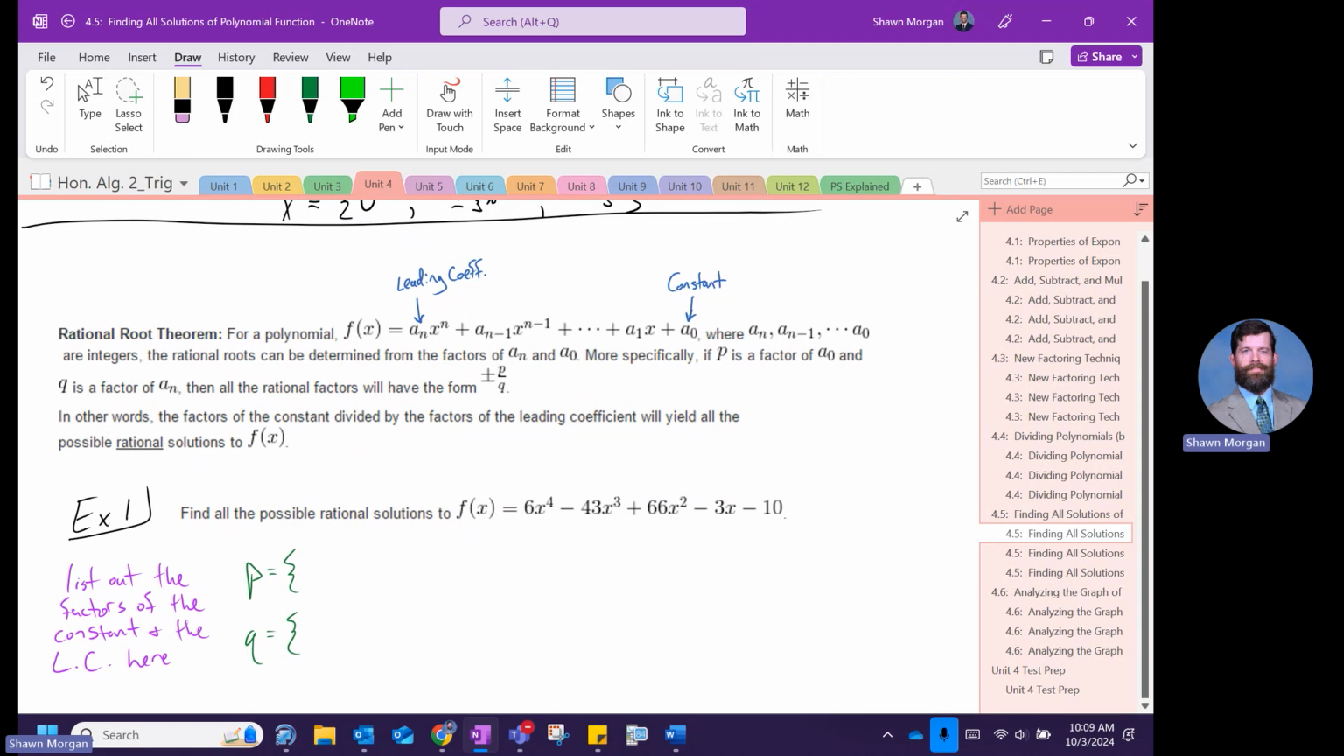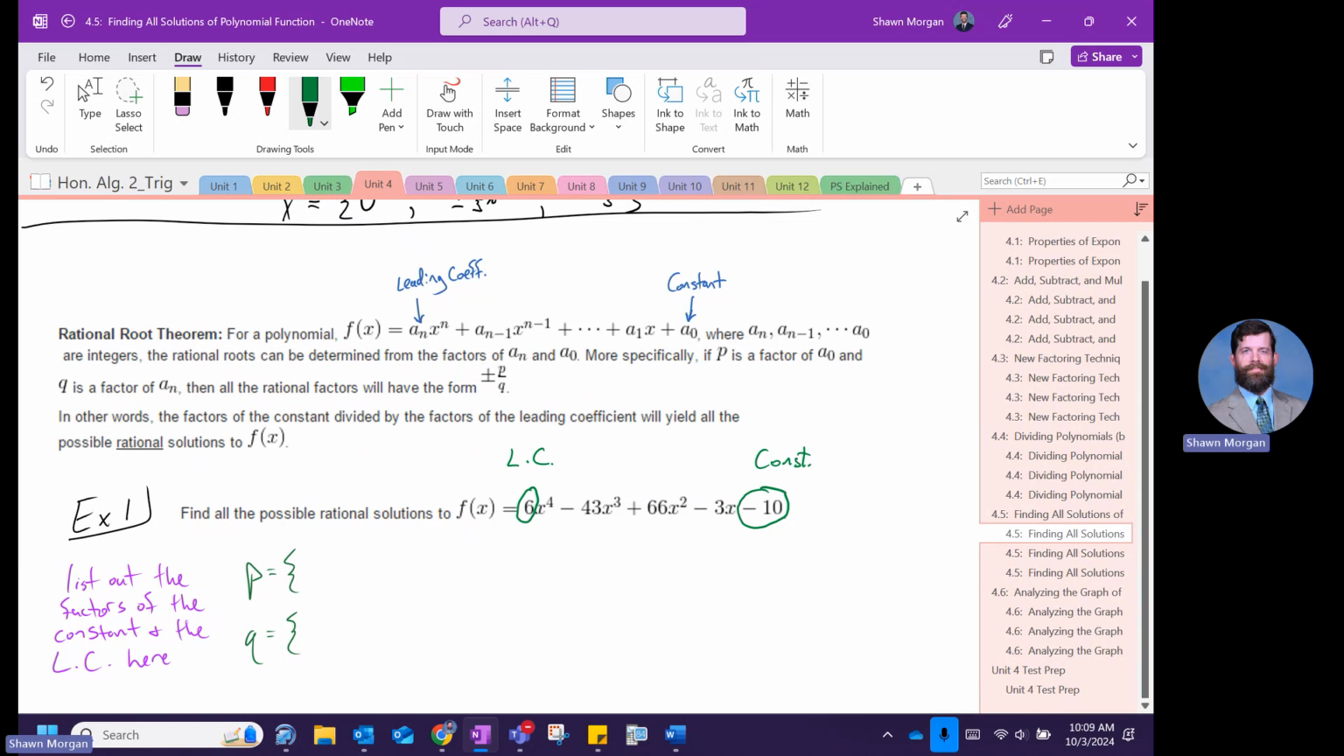We can focus in on the constant and we can focus in on the leading coefficient. There's the leading coefficient right there. There's the constant right there. And for the leading coefficient, we're going to set up a list of factors. We're going to call that letter P. P is a possible factor of the leading coefficient.